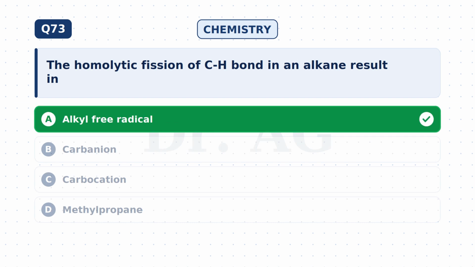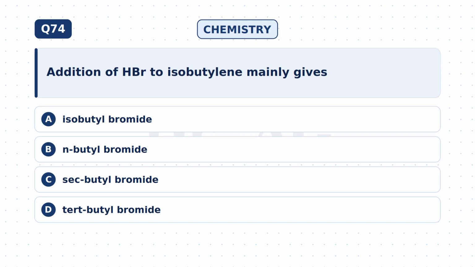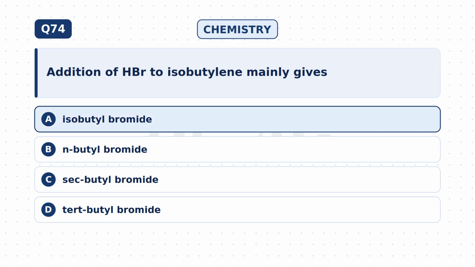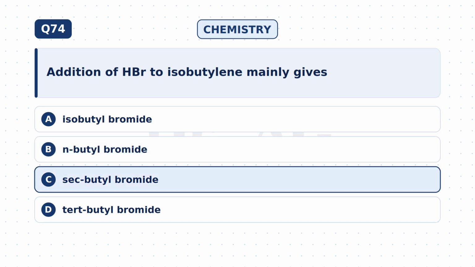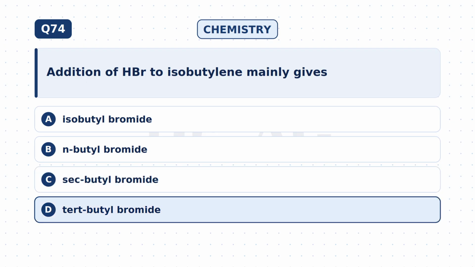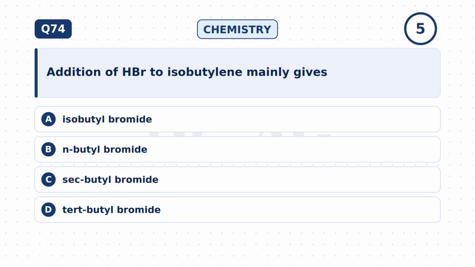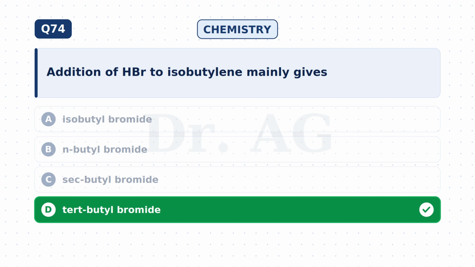The correct answer is A, alkyl free radical. Question 74. Addition of HBr to isobutylene mainly gives Option A, isobutyl bromide. Option B, n-butyl bromide. Option C, sec-butyl bromide. Option D, tert-butyl bromide. The correct answer is D, tert-butyl bromide.